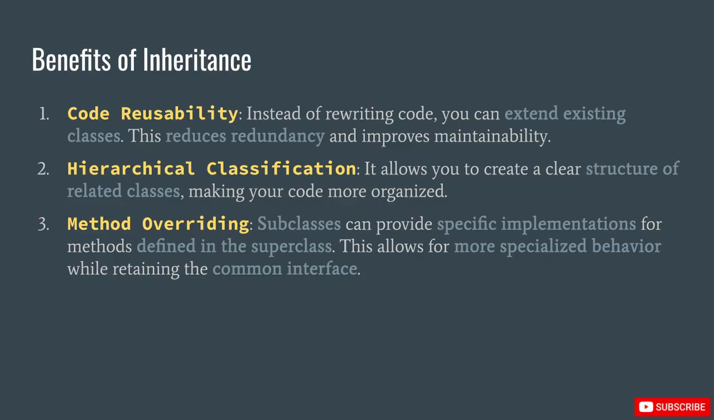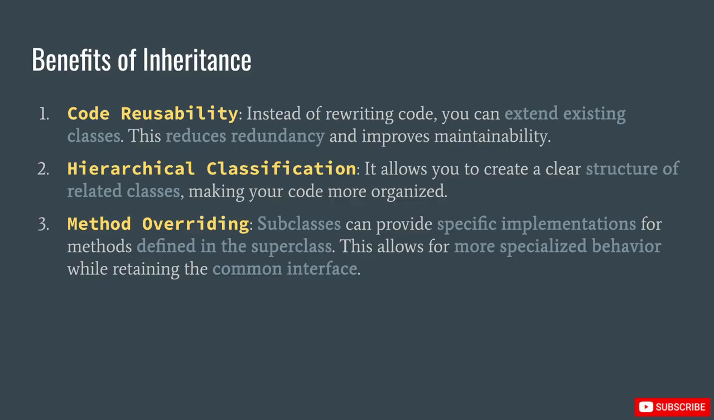Let's explore the benefits of using inheritance in object-oriented programming. First, code reusability. Inheritance allows us to extend existing classes rather than rewriting code. This reduces redundancy and enhances maintainability, as we can leverage existing functionality in our new classes.